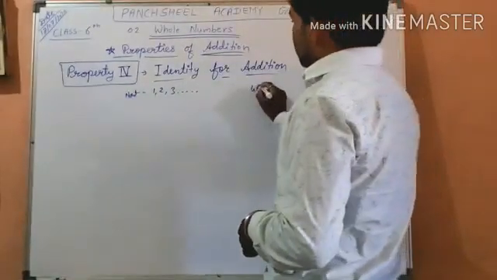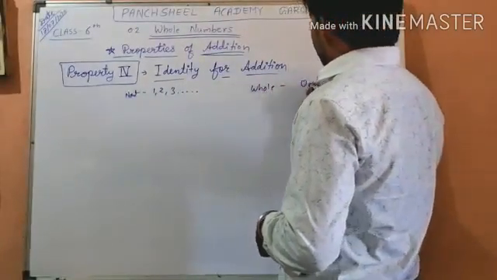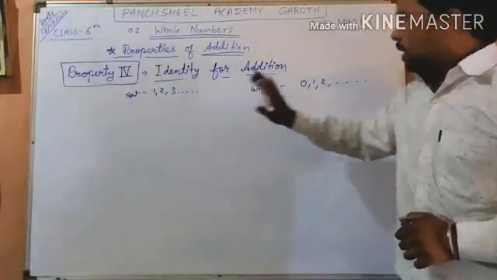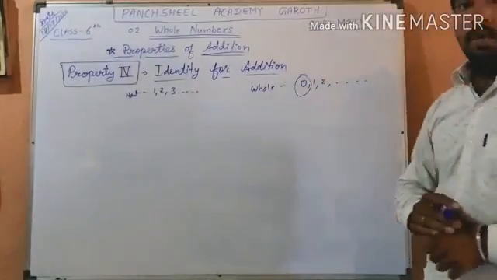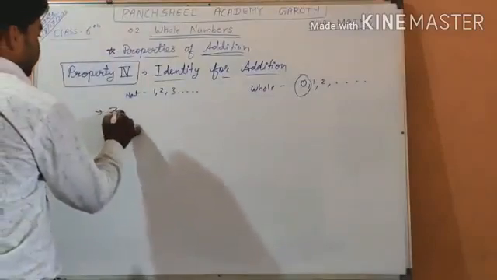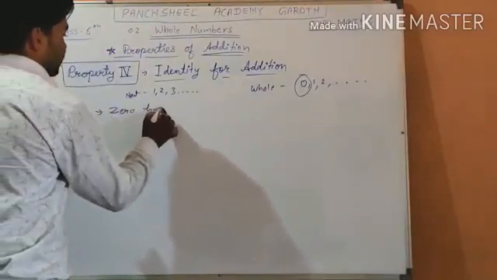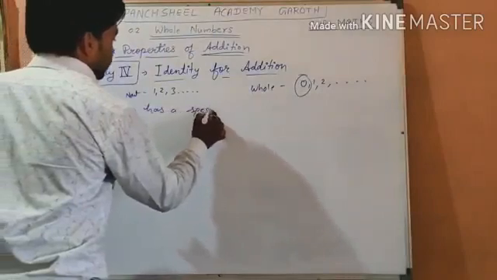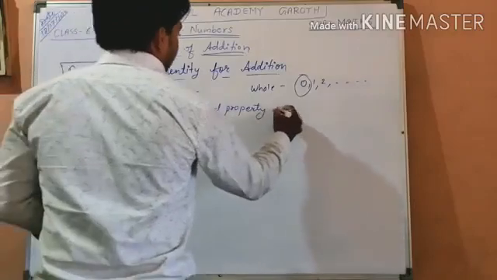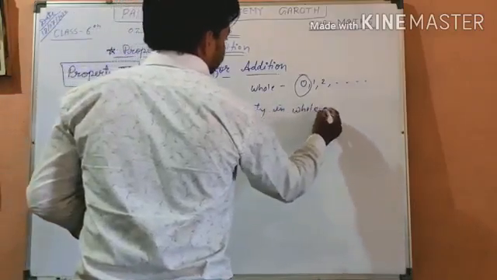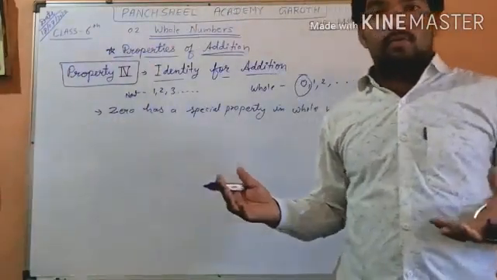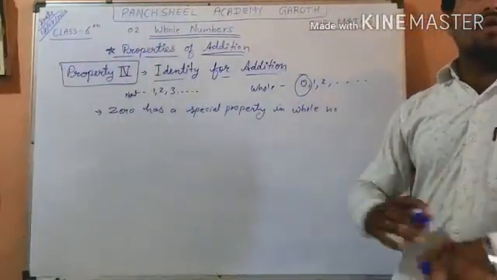And whole numbers are 0, 1, 2. So there is a slight difference between natural numbers and whole numbers, which is 0. So 0 has a special property in whole numbers, and the whole world knows very well that 0 is an important digit in all of mathematics.